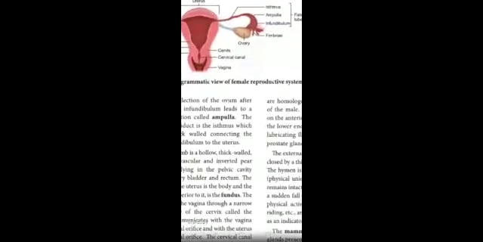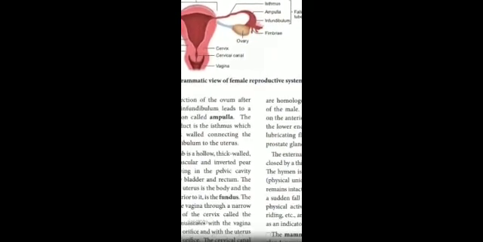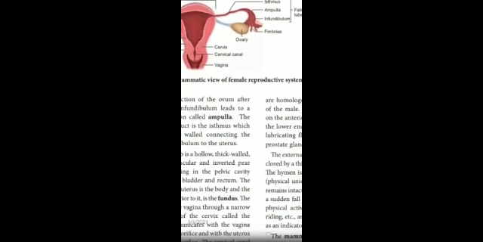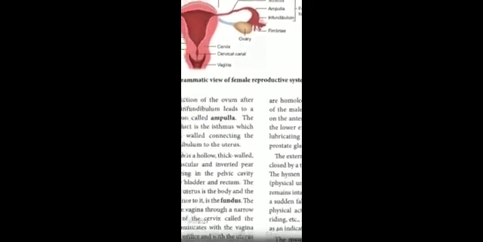Whereas, put a hyphen and write here bulbourethral glands. The next one, write the second one, Skene's glands, put a hyphen. Then write here the prostate gland of the male.